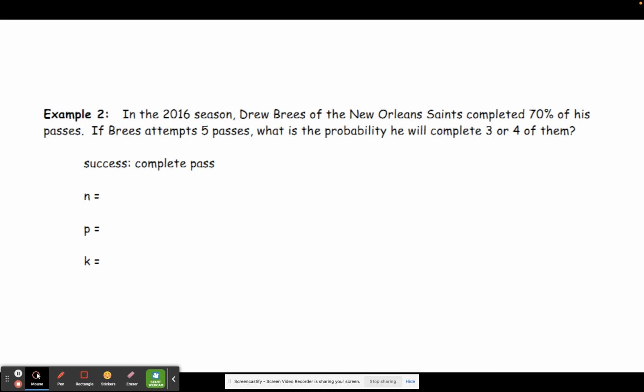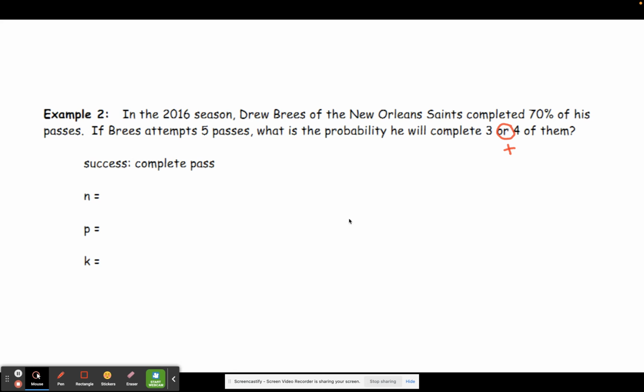If Brees attempts 5 passes, what is the probability he will complete 3 or 4 of them? So when we see the word "or," we already know that indicates that we are going to have to add. And so what we're going to do is calculate those two different probabilities, and then we're going to add them together.